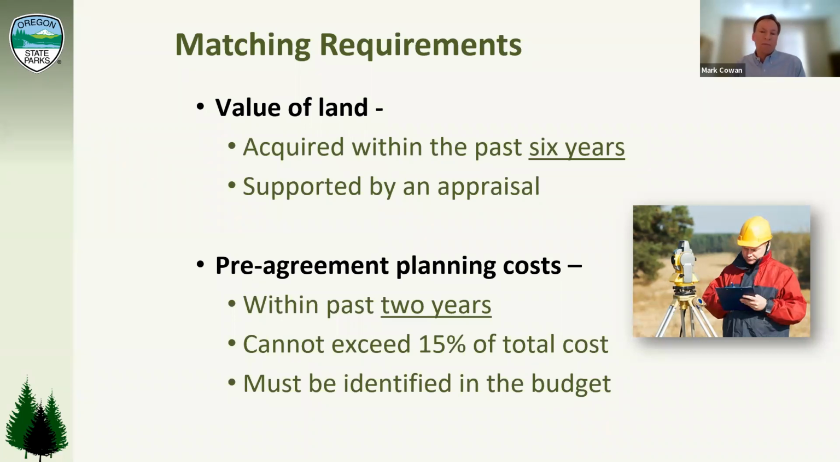And then if you have any kind of pre-agreement costs that you've devoted to that property, if you've done any kind of platting or surveying, appraisals, that sort of thing, any of those costs that have occurred within the previous 2 years, those can also be applied to your budget as part of your match as well. They need to be identified in the budget, and those costs cannot exceed 15% of the total project costs. So hypothetically, if you had a $100,000 project, 15% or $15,000 could be pre-agreement costs in your application budget that could be applied as part of your match.